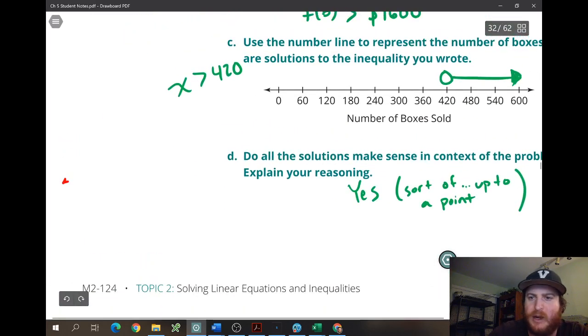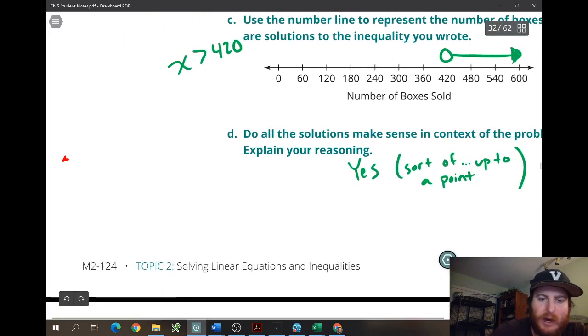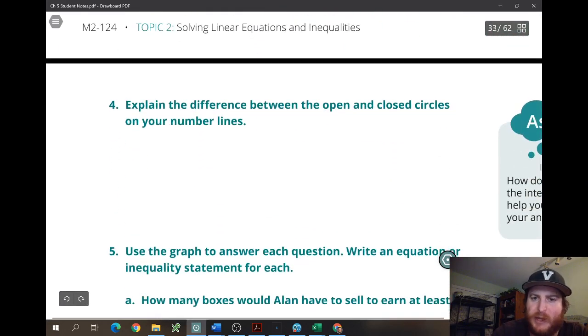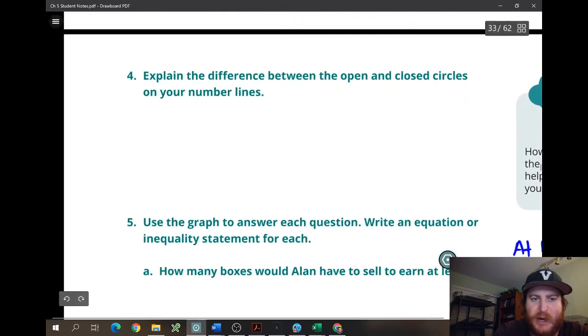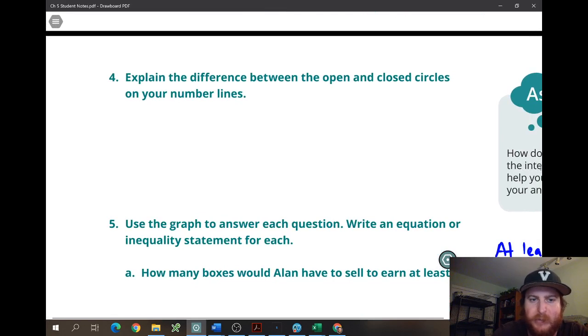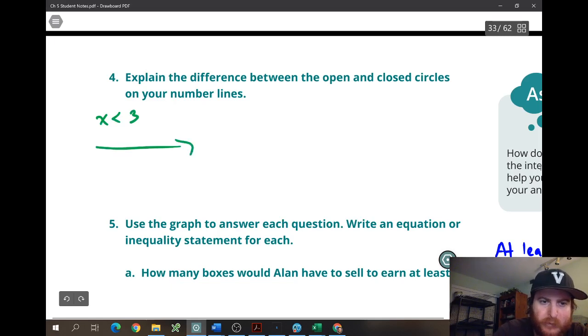So if you're not good at graphing those, this question says explain the differences between open and closed circles. But I also want to explain the differences between the left and the right. Anytime I have, say, x is less than a number, like x is less than 3, we graph that by, here's 0, 1, 2, 3. We put a circle at 3, and we point to the left, right? Less than, it has an L. We're pointing to the left.